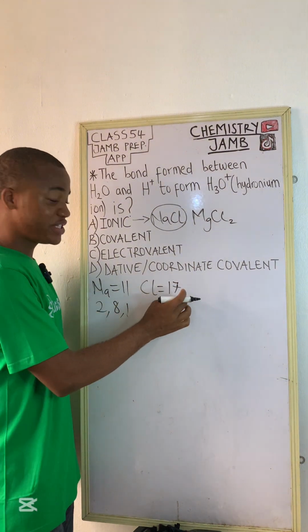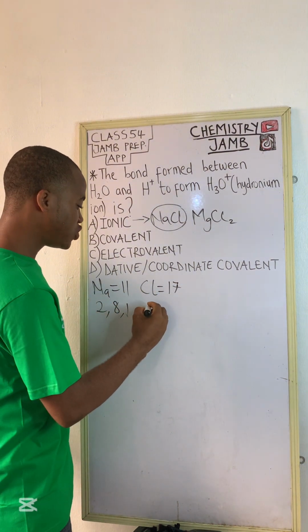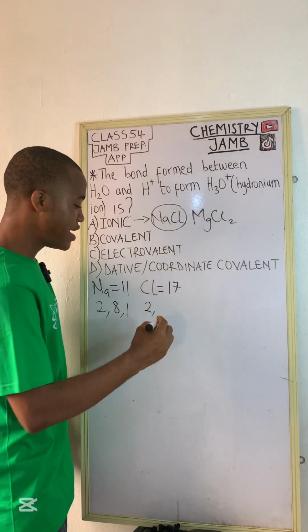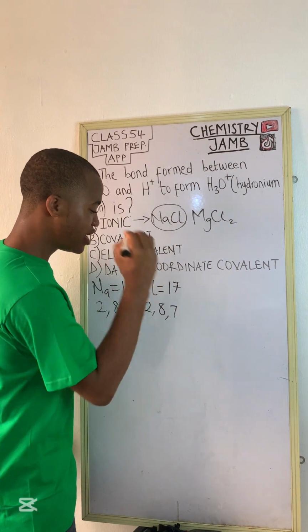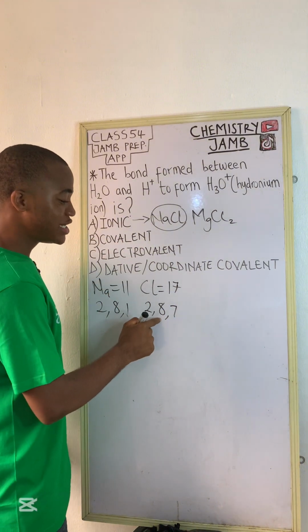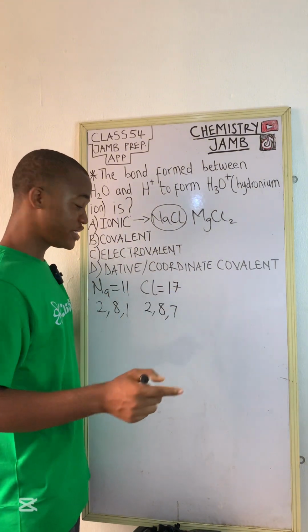For chlorine, it has 17 electrons, right? In the first shell, it will have how many electrons? 2 electrons, right? In the second shell, it will have 8. And in the third shell, it will have how many? Correct. It will have 7. 2 plus 8 is 10. 10 plus 7 is 17.